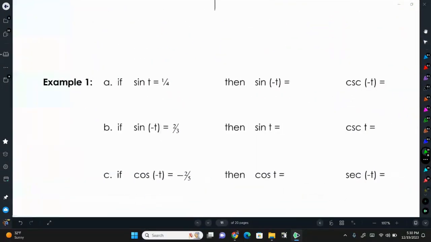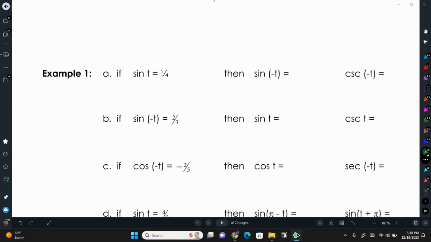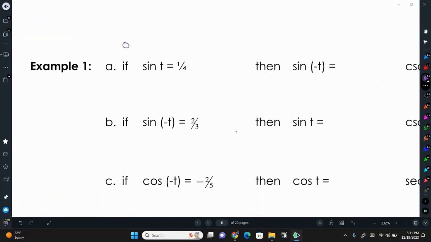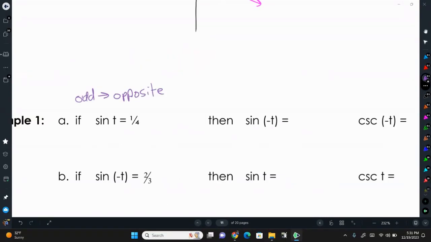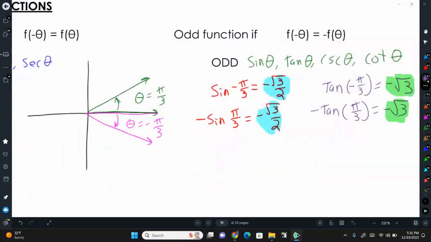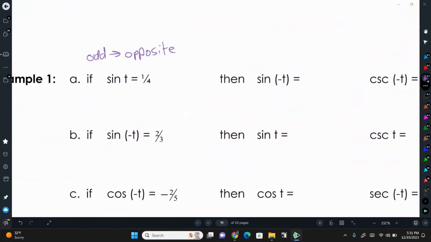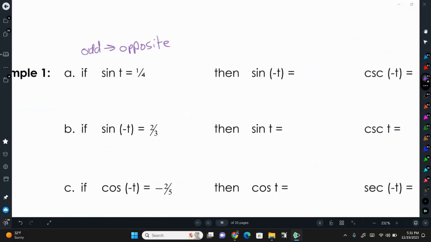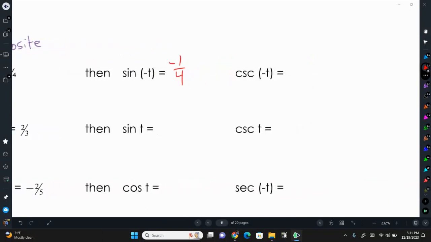So down here, in example 1, it says, if the sine of t is 1/4, then what is the sine of negative t and the cosecant of negative t? Well, remember, sine is odd, which means we'll have the opposite sign. Like up here, our odd function, we have f of negative 3 equals negative f of 3. So if sine t is 1/4, then sine of negative t is going to be negative 1/4 because it was opposite. Remember, a lot of times in math when you see that negative sign, it doesn't necessarily mean negative, it means opposite. So then we can take that further and say the cosecant, well, we know cosecant is sine flipped, so that's going to be negative 4.